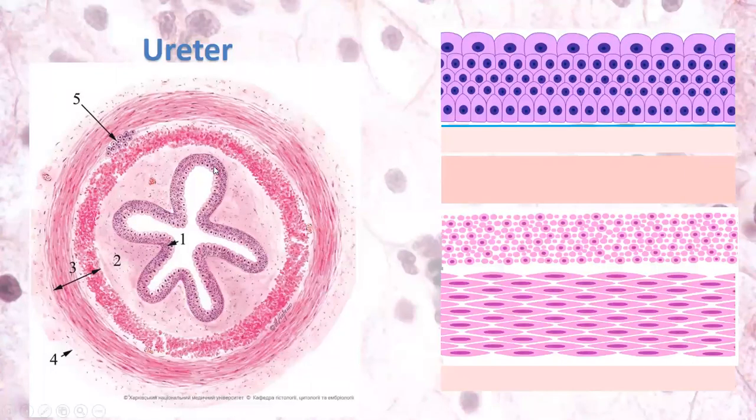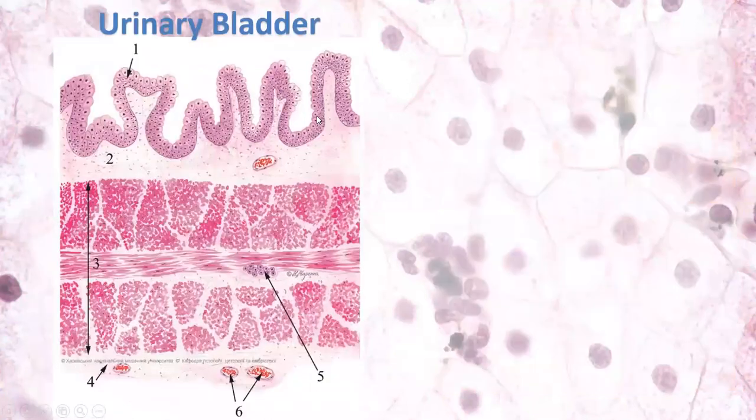In ureters, here we can see the epithelium of the ureter. It's transitional epithelium, then lamina propria and submucosa. Then the inner layer of smooth muscles is longitudinal, and the outer is circular, and the outermost layer is adventitia, so this is the structure of the ureter. The urinary bladder is similar to the ureter, but there are some differences.